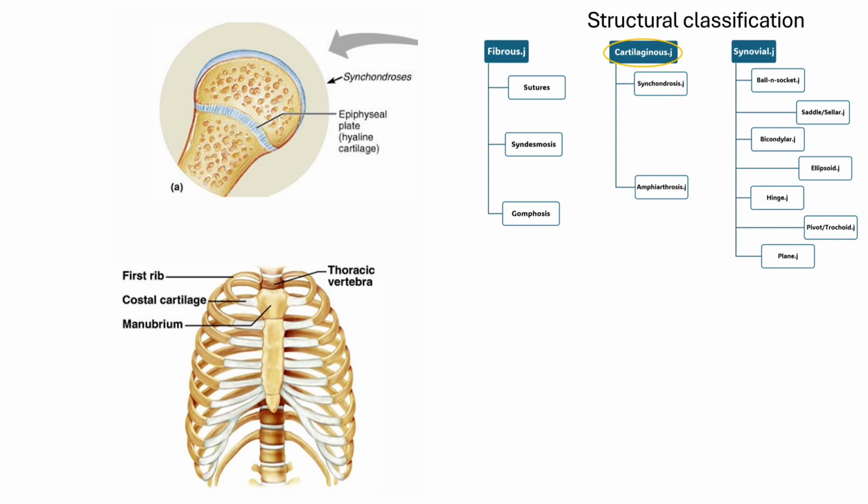Generally these joints are immobile. The epiphyseal plate is a classic example. I can also mention growth plate if they ask.